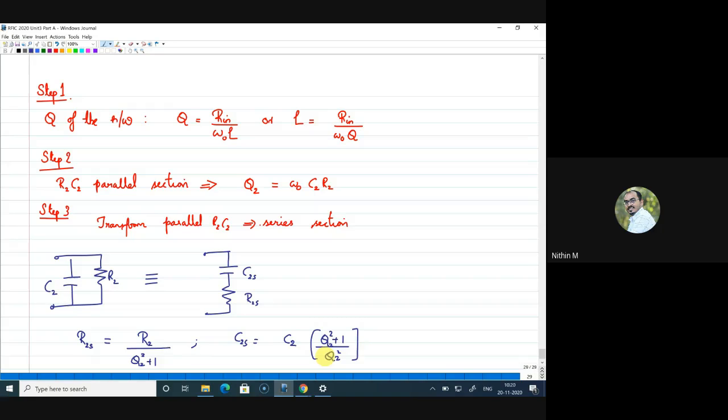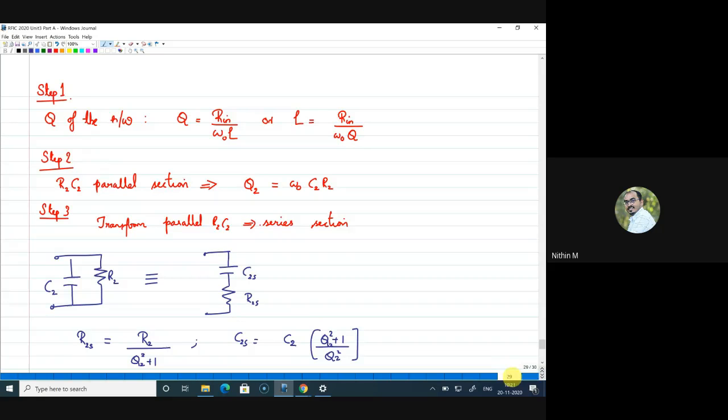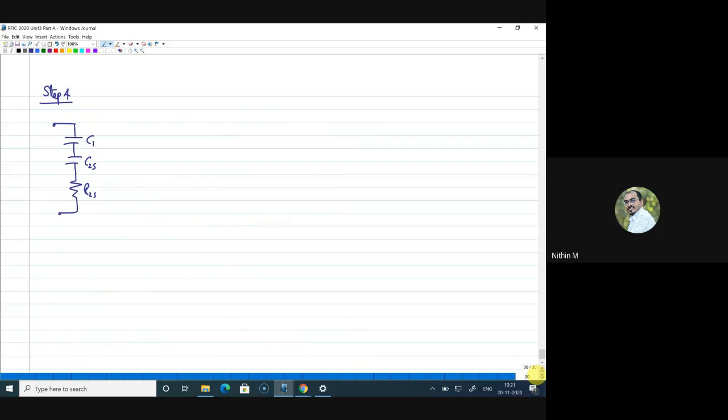I hope this is clear. If you have doubts, you can put them in the chat box. Now, let me move to the next step. I'll call this step 4, and this step is basically to find the equivalent capacitance. Let me look at the network here. I'm ignoring the inductance. So I have C1, then C2S, then R2S. This is what we have now.